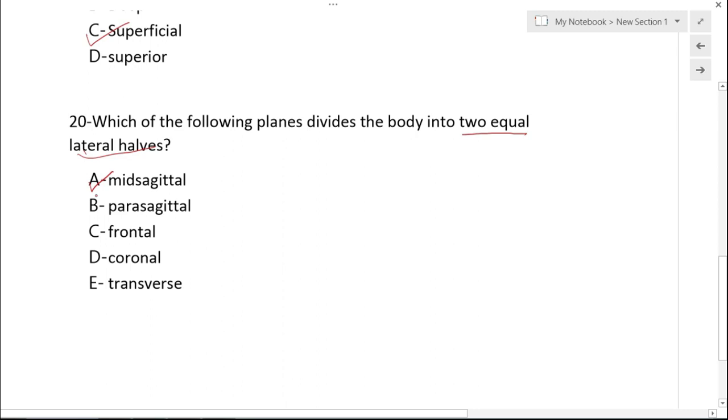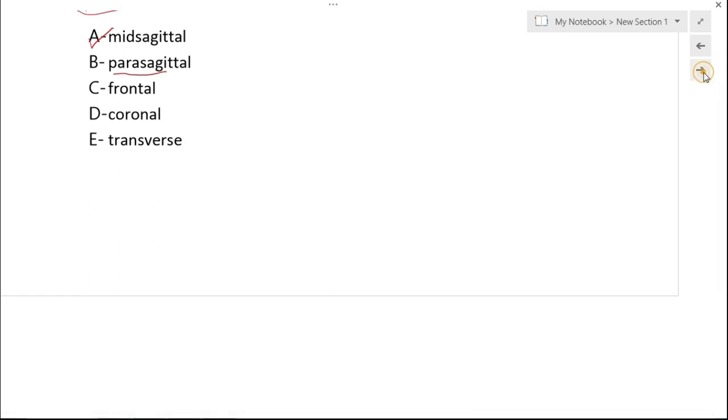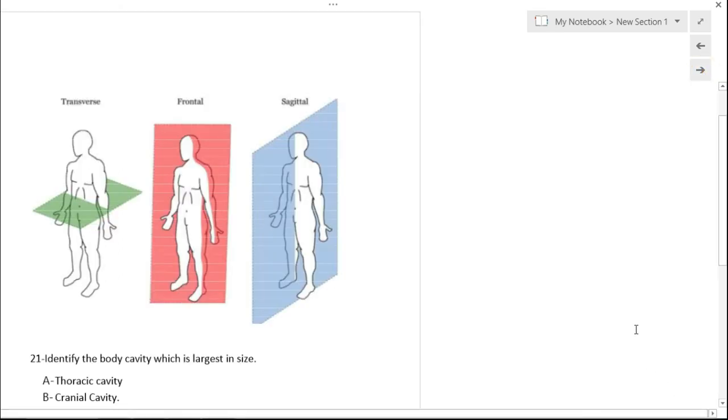The mid-sagittal plane will divide the body into two equal lateral halves, but the parasagittal plane will divide the body into unequal right and left halves. Mid-sagittal will divide the body into two equal right and left halves. Now we are moving to the next question.